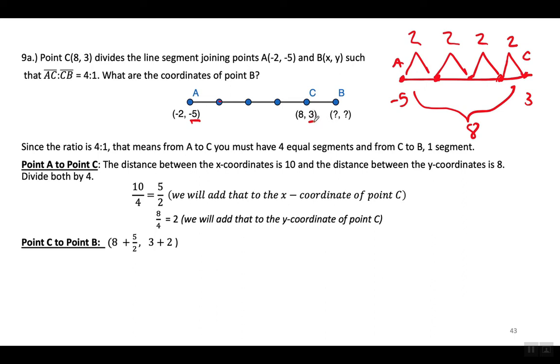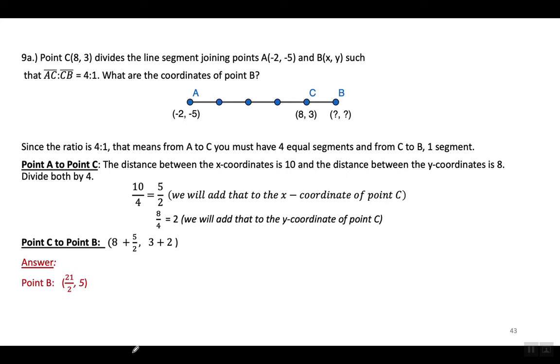So now to find the y coordinate of B, just add 2 to the y coordinate of C. So 3 plus 2 is 5. So the y coordinate is going to be 5. And the x coordinate was 21 over 2. Alright, so that's my answer. Not as difficult as it looks, guys.